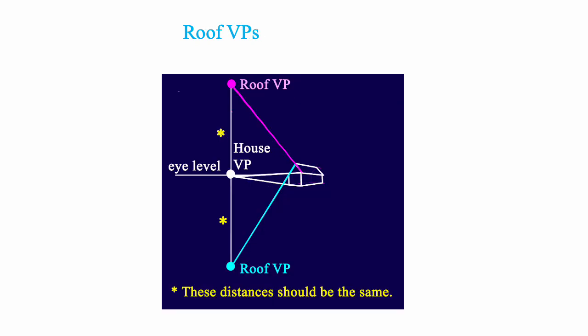To find the incline of the roof, one method, which I don't recommend, is to find the roof vanishing point for both sides of the roof. And this distance above eye level to the house vanishing point and this distance below eye level should be equal. But you can see how little the house is and how far away these vanishing points are. So they're usually well out of the picture.